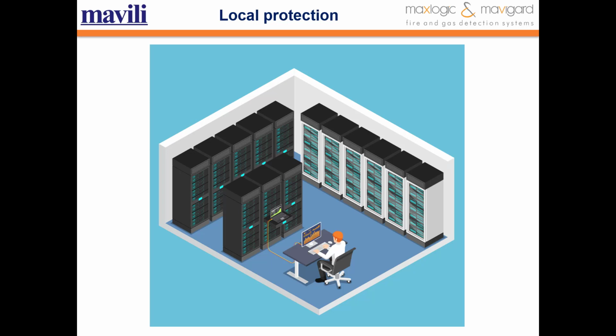Local protection can provide good protection against fires that start within the protected area on their own, but for fires that start outside this area, the protection effect is minimal or absent.